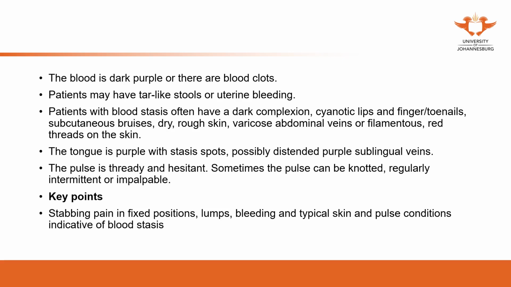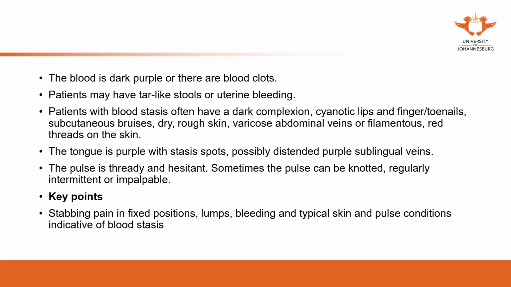So the key manifestations of a blood stasis syndrome are stabbing pain, a kind of stabbing pain in a fixed area, lumps, bleeding, and also from the complexion and the tongue, we can see the purple colors.